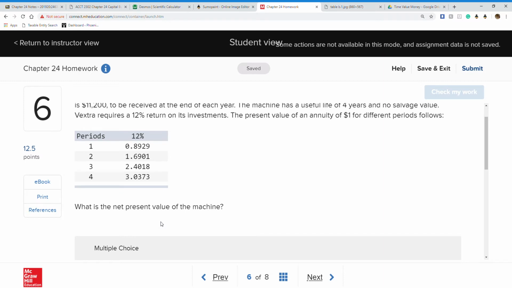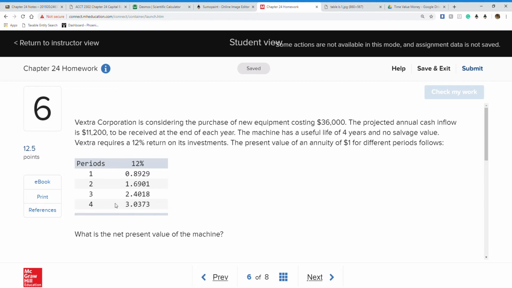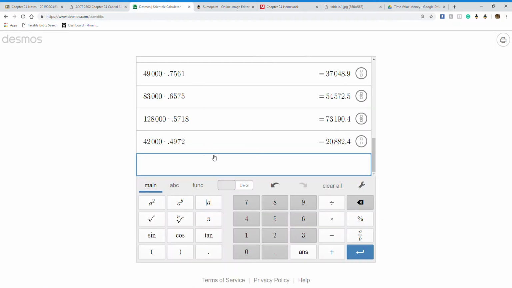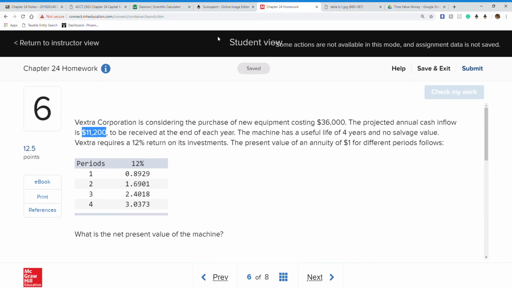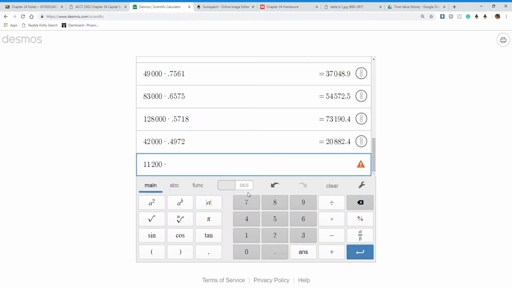Okay, so we're going to have to figure this out. Best way, since it's an annuity and nothing's changing, all we're doing is taking this rate, year 4, and multiplying it by 11,200. That will find us the present value of the machine. So 11,200 times 3.0373, and we come out to about 34,017. So let's see if we have that.